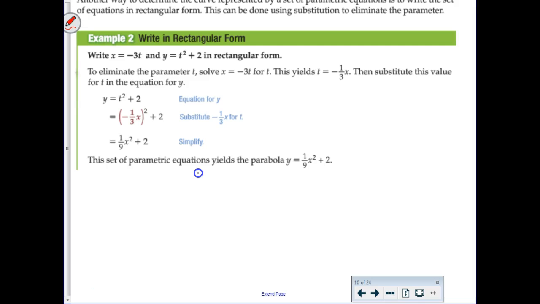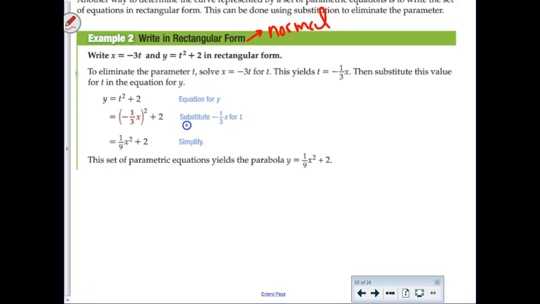This is from your textbook, so just kind of watch what they did. They have parametric equations, and they want you to write it in what's called rectangular form. Rectangular form is our Cartesian coordinate plane form, like the kind that we typically use. So if you just want to think of this as normal, that works for me. Rectangular form would be like something that you would see in Algebra 2.